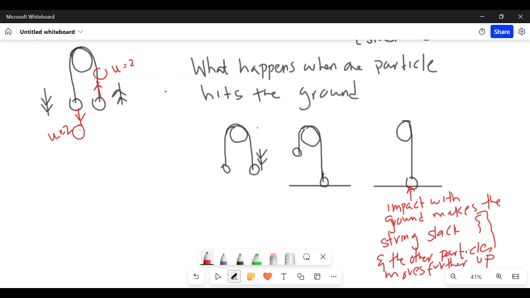The first particle is going to hit the ground. There's going to be a strong impact, because of which what happens? The string slacks and the object moves further up. This goes up because of the impact. Is that clear what I'm trying to say? As soon as the first object hits the ground, because of the impact, the string becomes slack, and now the particle is going to move further up. Let's say it moves over here because the string has slack. So it pulls it up.